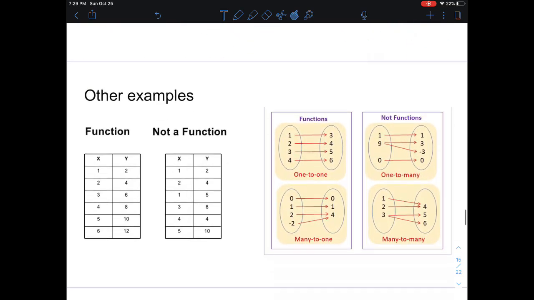Let's look at other examples. So in our table, right, we're not just given ordered pairs, we're given a table. So this is a function. Each x has its own y value. Where in our second one that's not a function, 1 has two y values. That makes that not a function.